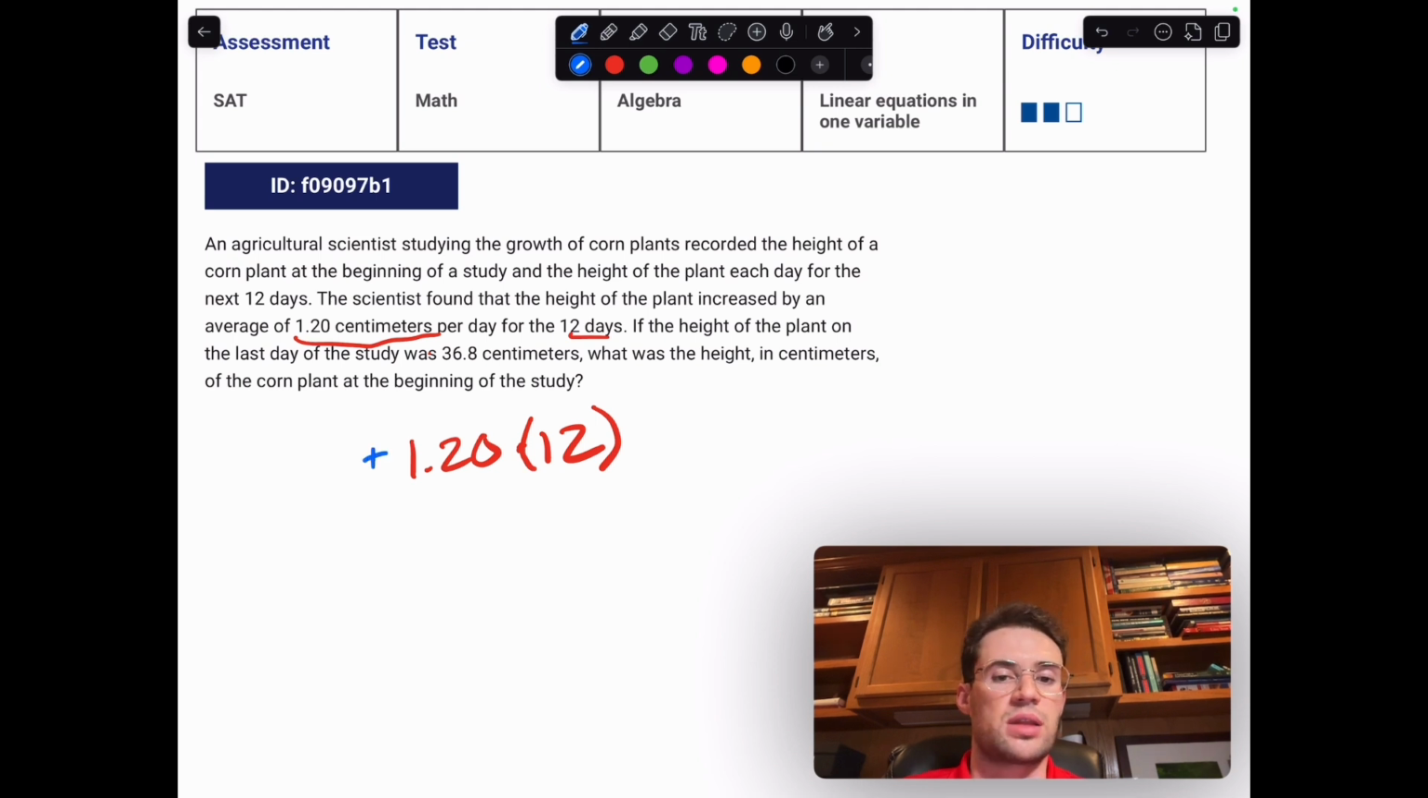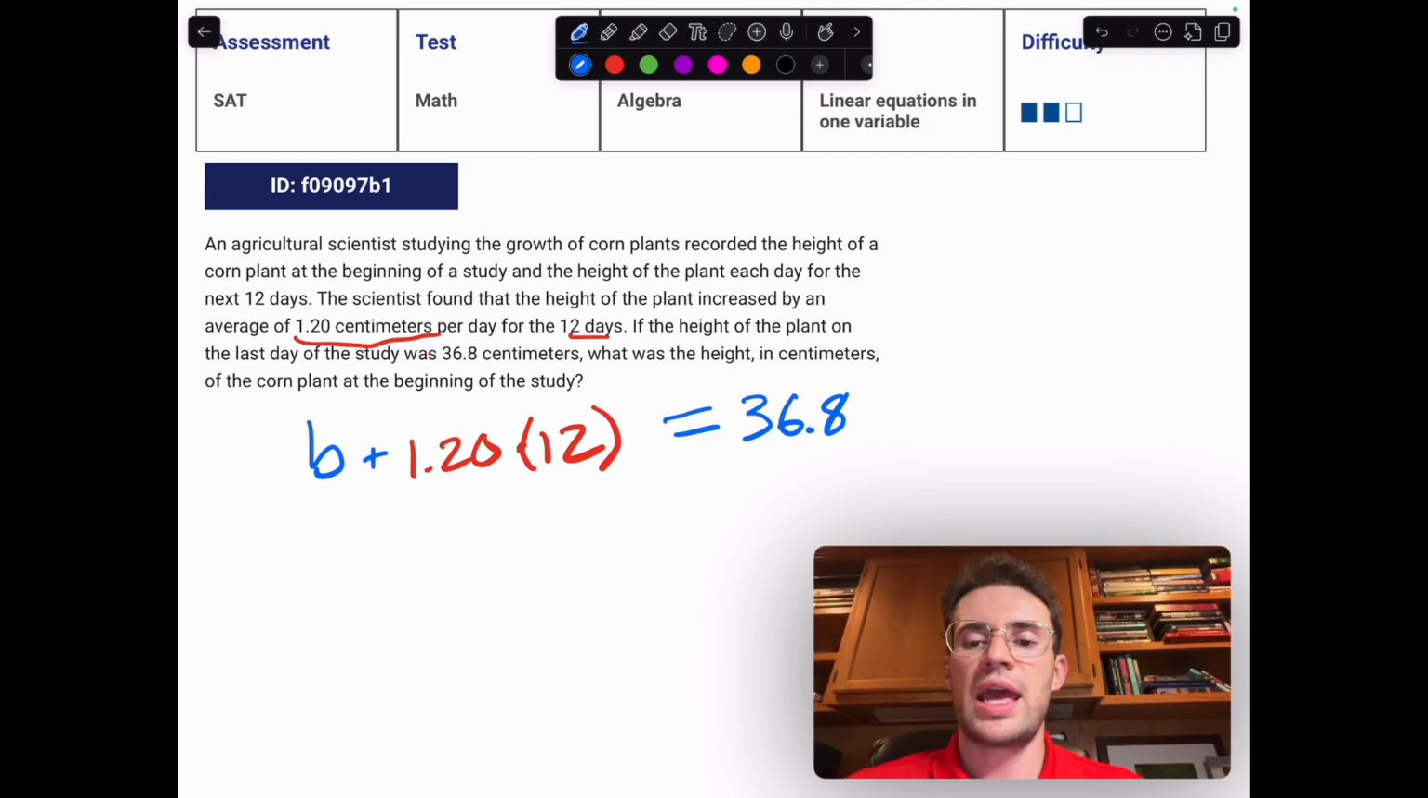Right? We don't know what the height was at the beginning. I'll call it B for beginning. But that would be equal to the final height. Right? You had your beginning height. You add how much you grow, which is the average growth times the number of days it was growing, that average amount. And then that sum would end up being your final height.